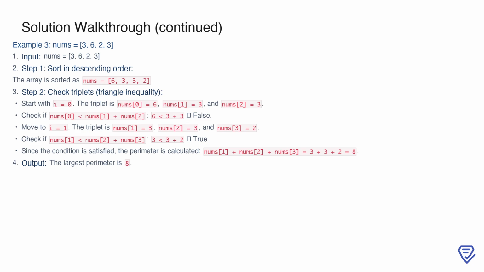We then move to the next triplet, which consists of nums[1] = 3, nums[2] = 3, and nums[3] = 2. Here, we check if 3 < 3 + 2. This condition is true, so the triangle inequality is satisfied. The perimeter of this triangle is calculated as 3 + 3 + 2, which is equal to 8. Therefore, the largest perimeter for this input is 8.